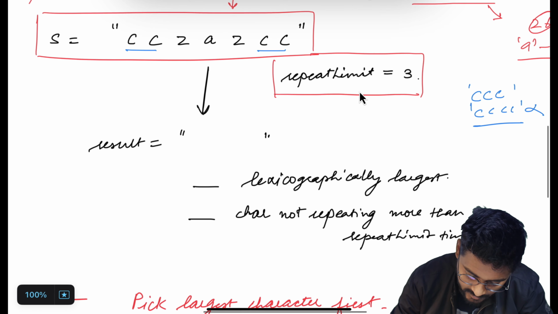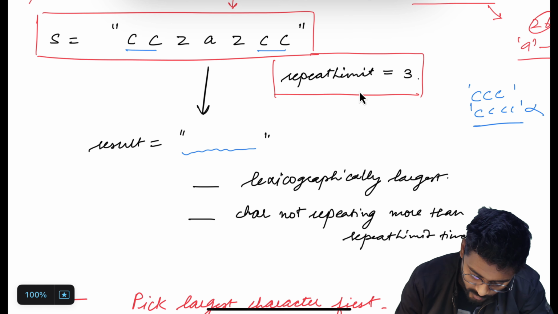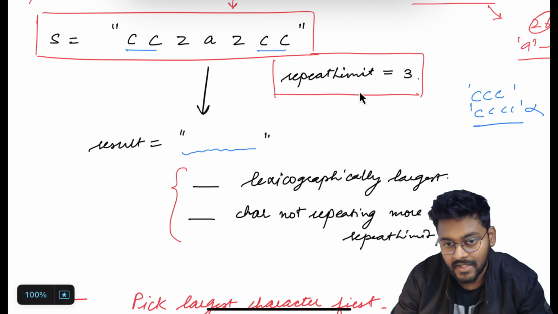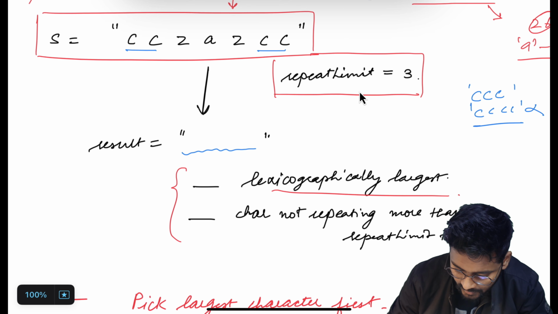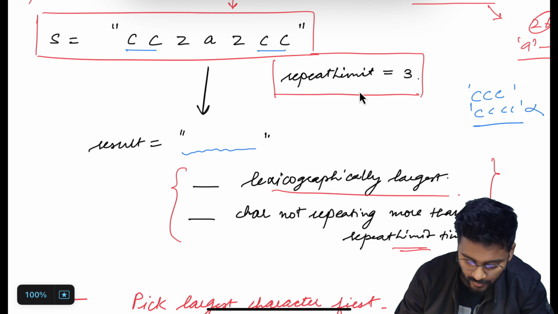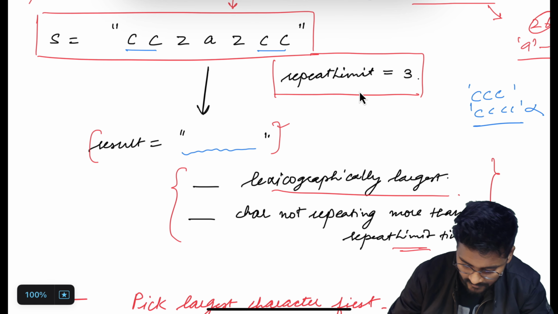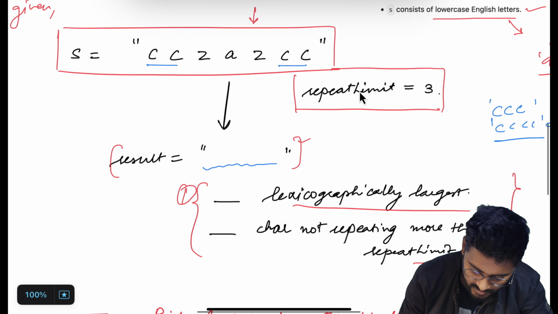And the resultant string we have to make, we also have to follow these 2 conditions: that the resultant string is lexicographically largest, and the character is not repeating more than repeat limit times. So these are the only 2 constraints we have to follow, and we have to form our result. Let's first have a look at the first constraint.